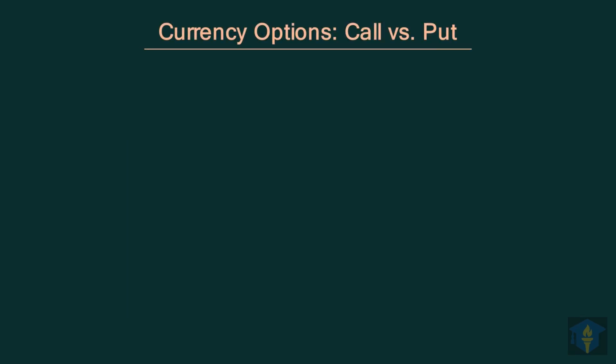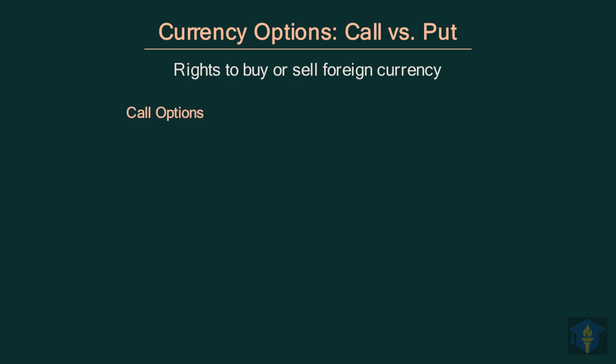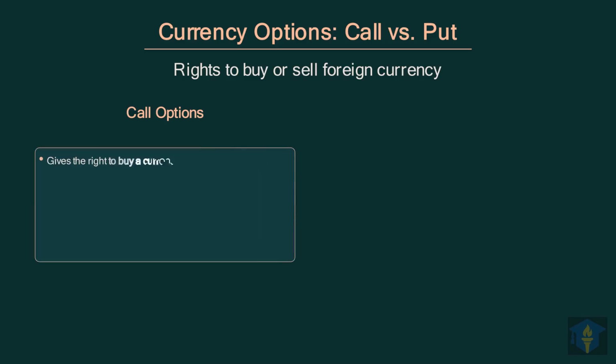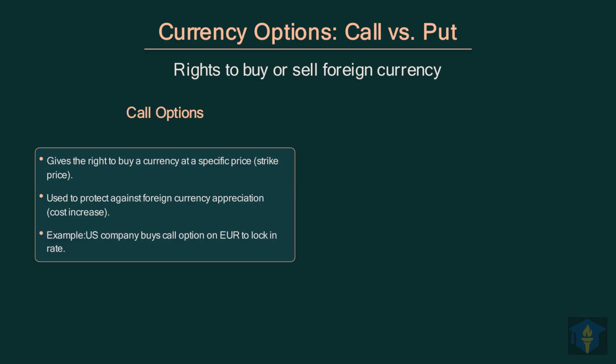Let's dive deeper into currency options and understand the difference between call and put options. These financial instruments provide specific rights to either buy or sell foreign currency at set prices. First, we'll examine call options, which are particularly useful for certain hedging scenarios. A call option gives the holder the right to purchase currency at a predetermined strike price. This type of option protects you when you're concerned about foreign currency appreciation increasing your costs. For example, a U.S. company might buy a call option on euros to lock in a favorable exchange rate.